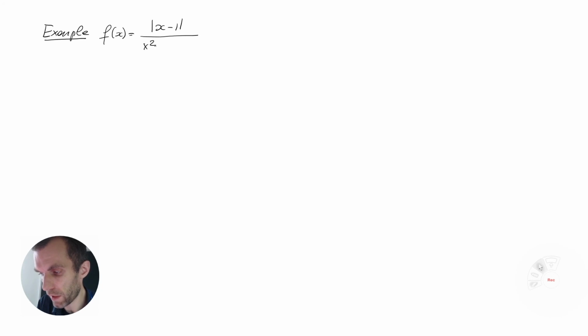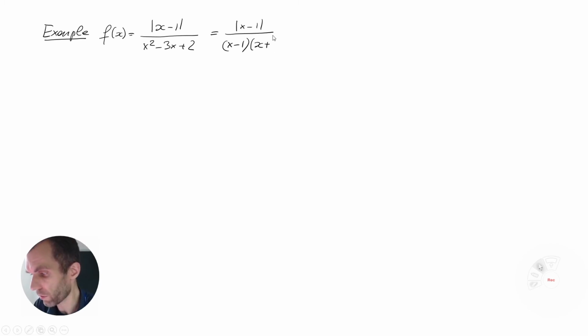So let's do maybe one more example. Let's look for vertical asymptotes of the function absolute value of x minus 1 divided by x squared minus 3x plus 2. So the denominator is a quadratic function, so I'm going to factor that, and I get x minus 1, x minus 2.